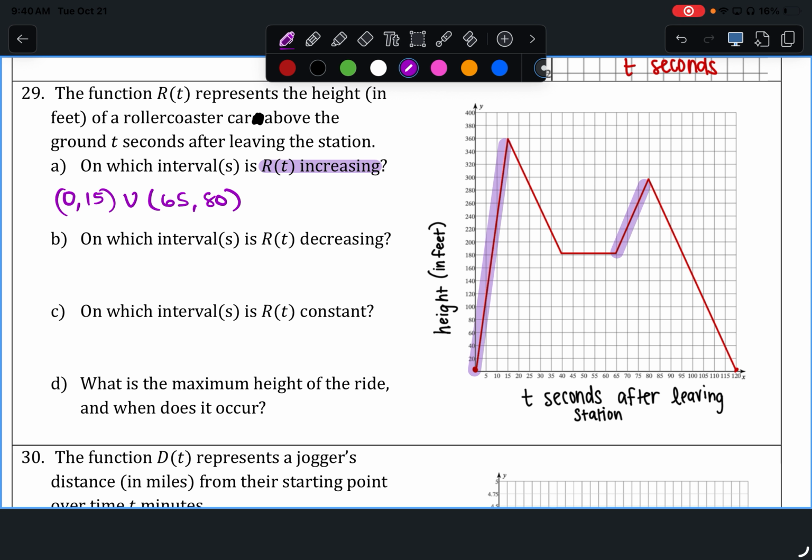All right, the intervals where it is decreasing. Where is the function decreasing? 40, and where else? 80 to 120. Then we have a constant interval where it's at a constant height. Where is that at? 40 to 65.